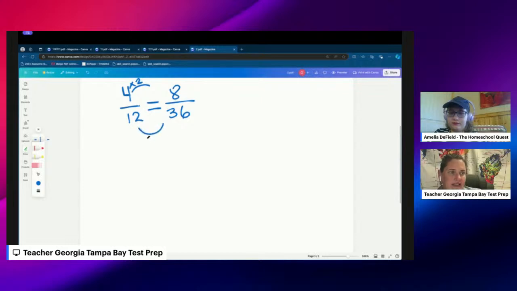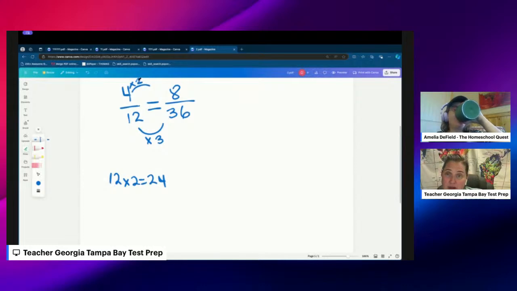So I'm going to test this out. Is 12 times 2, remember we're multiplying the same value on the numerator and the denominator, is 12 times 2 equal to 36? If you said no, you're correct. Actually, 12 times 2 equals 24. I see. Yes, I'm going to erase this because what I'm seeing is actually 12 times 3 equals 36.